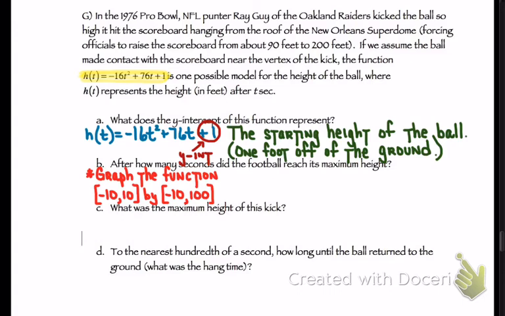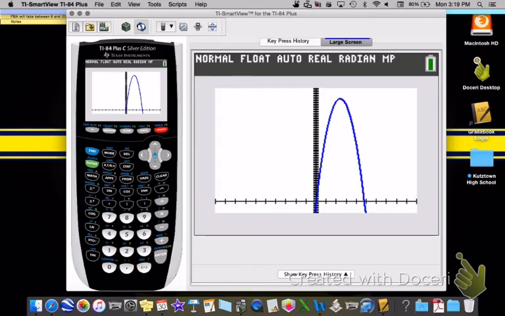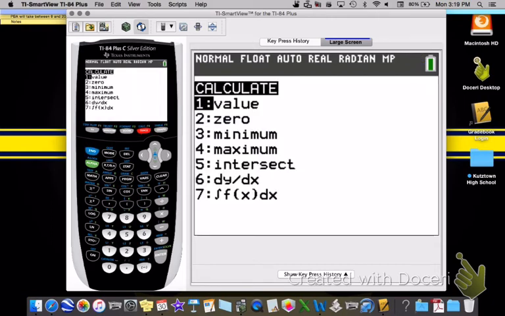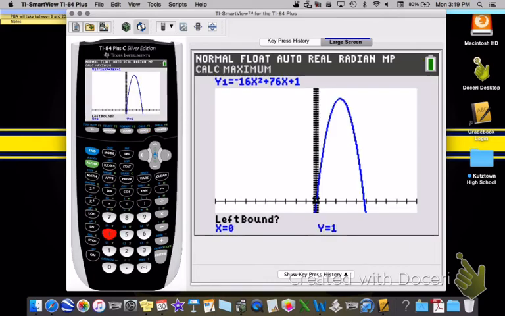So when did it reach its maximum height? I know that what I need to do on my graphing calculator is to find the max. How do I find the max? I know I hit the second button and then the calc or trace. Once I do that, number 4 is the max, so I'm going to hit number 4. Okay, so now it's going to ask me 3 questions: left bound, right bound, and guess. So I've got to be somewhere to the left of my maximum.